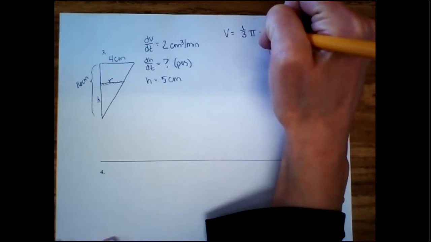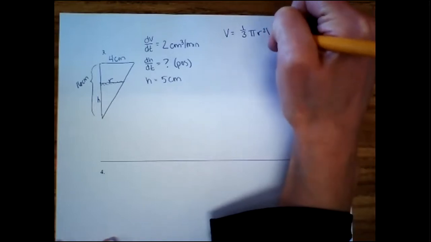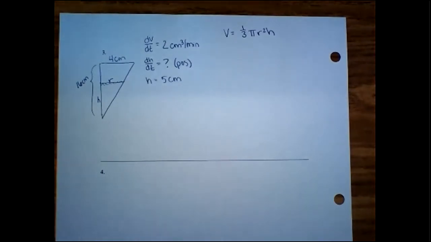Do you remember your area? You guys told me the area of a circle just a minute ago. Well, it's pi r squared h. 1/3 pi r squared h. So it's the circle, that's the pi r squared, times the height. That would be a cylinder. And then 1/3 of it makes it a cone. Did you follow me there?